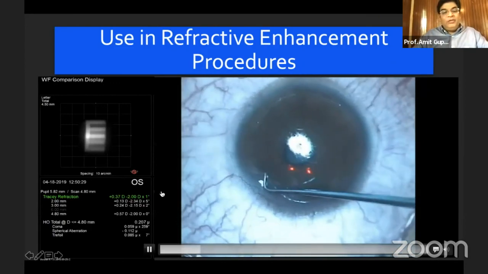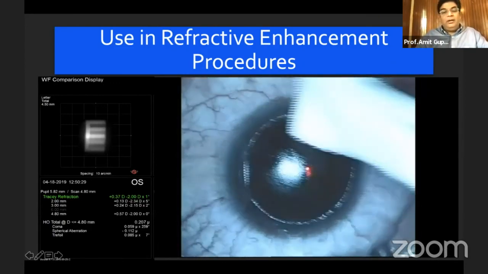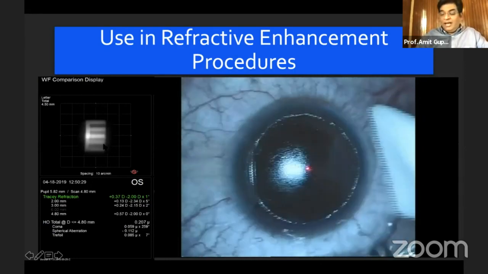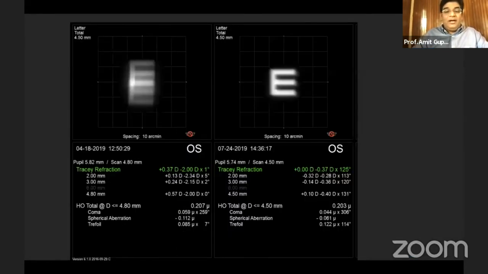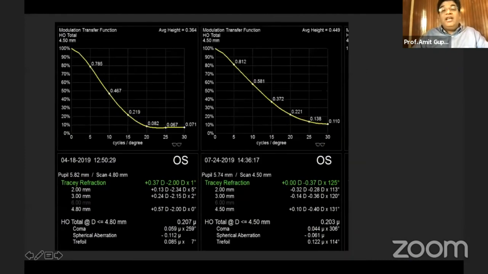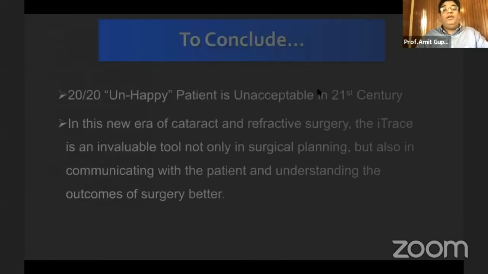So this is just an example of a patient. We can see this patient had -2 cylinder, and we decided to lift up the flap and just zap the patient, and we could see afterwards, after the surgery, the patient has improved considerably. The MTF has improved and the patient was very happy.